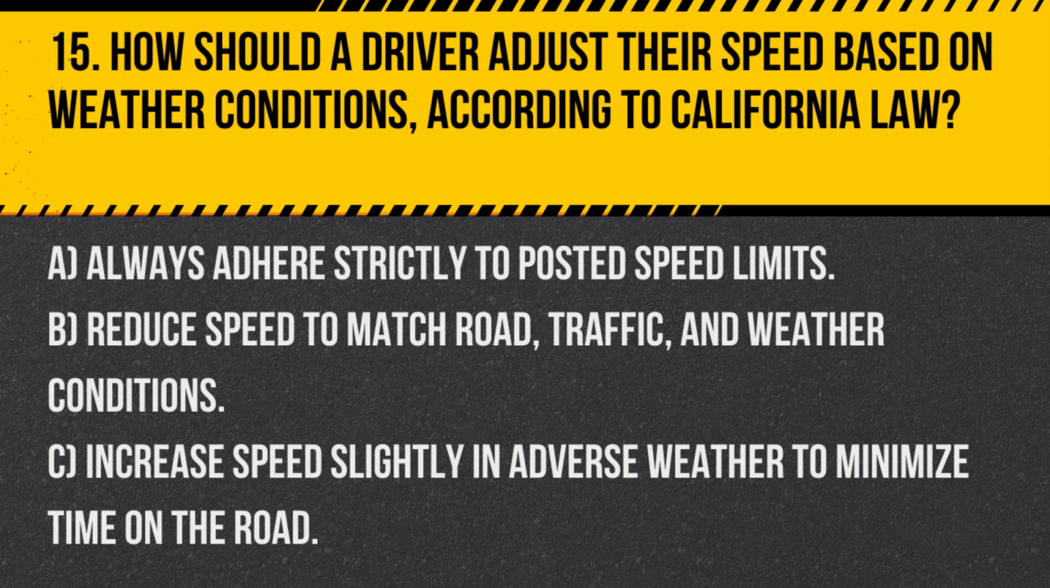Question 15. How should a driver adjust their speed based on weather conditions, according to California law? A. Always adhere strictly to posted speed limits. B. Reduce speed to match road, traffic, and weather conditions. C. Increase speed slightly in adverse weather to minimize time on the road. Answer: B. Reduce speed to match road, traffic, and weather conditions. Adapting speed to conditions is crucial for safety and is required by law.